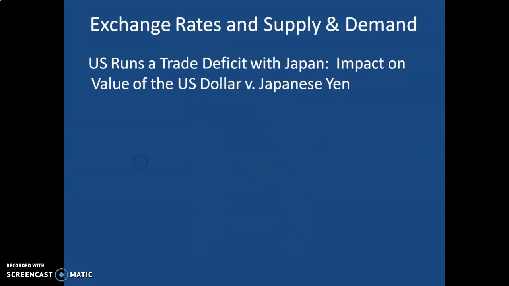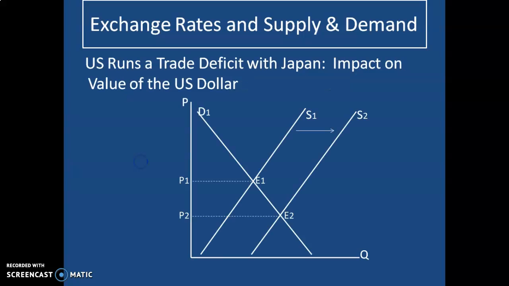Okay, let's move on. Here we're going to make the assumption, again, that the U.S. runs the trade deficit with Japan. Now we're going to show the impact of the trade deficit on the value of the dollar. The previous graph showed the impact on the value of the yen. Let's see how this works as we map out the impact on the value of the dollar. In this case, it's a supply issue.